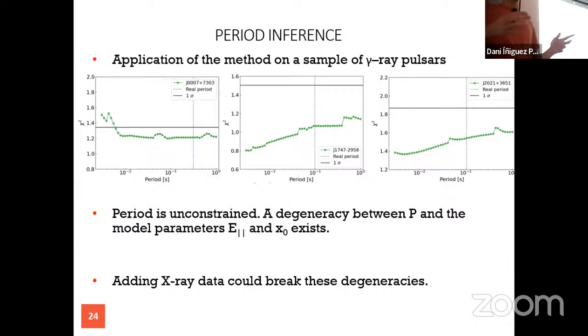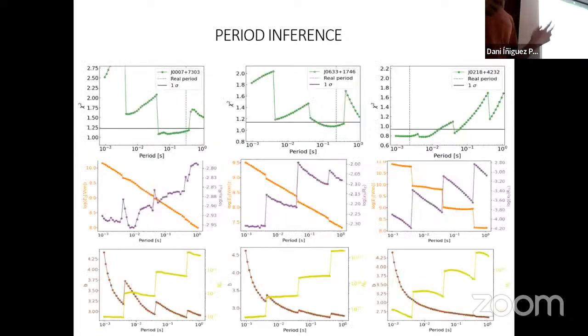In order to break this degeneracy, we thought that adding the X-ray data, so adding this restriction, could break it. And so we took a sample of the pulsars for which good gamma ray data and X-ray data is available, and we applied our method to this kind of pulsars. What we found was that indeed this degeneracy was broken, and that we were able to define a period range in which the real period of the pulsar existed.